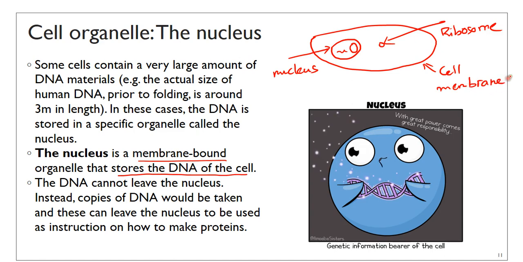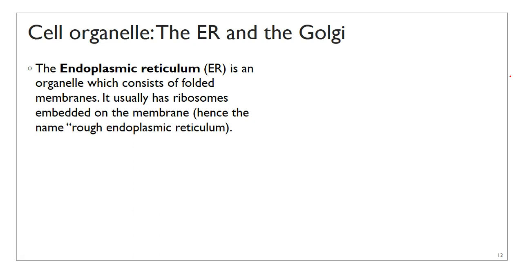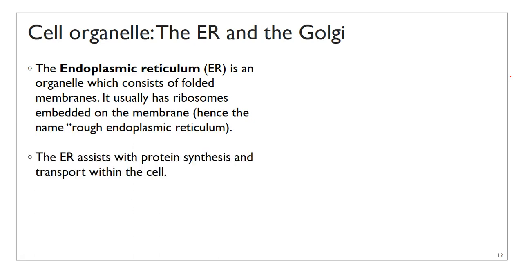So that's the nucleus. The other organelle that I want to talk about is the ER, or endoplasmic reticulum. The endoplasmic reticulum is an organelle that, even though it's an organelle, is really just a bunch of membranes folded together, and you're going to have ribosomes embedded on it, which is why it's generally called rough ER. It's rough because of the texture. It's rough since there are ribosomes embedded on it. There is also the smooth ER, but I'm not going to talk about it. So the function of the ER, the endoplasmic reticulum, is to assist with protein synthesis and transport within the cell.